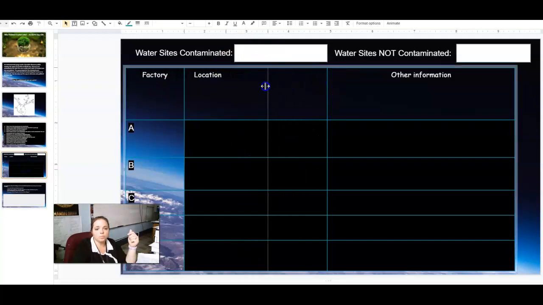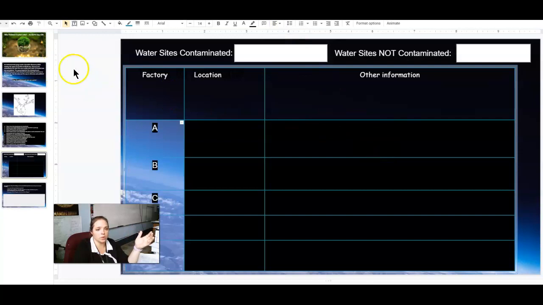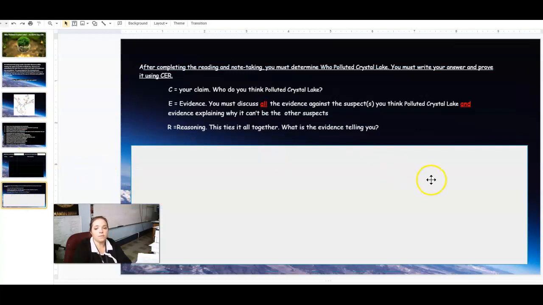Location. You're just gonna tell me the location of it. Is it on the river? If it's on a river, what river is it on? Is it next to the lake? Write that down. Any other information that you found out, put it in here on this side. Everything should be filled out. And then finally, right here, you're going to write in your claim, evidence, reasoning.